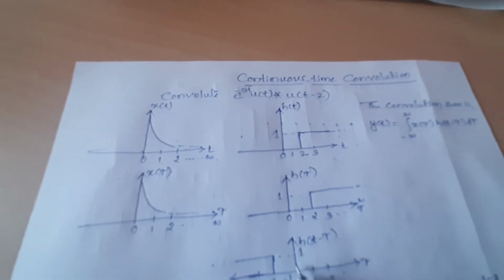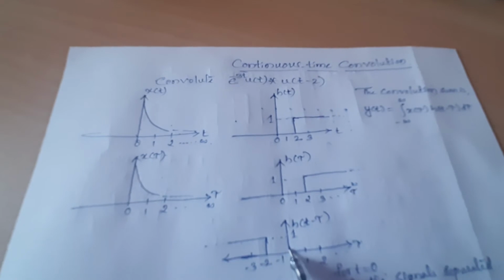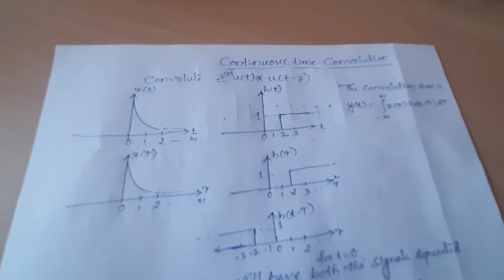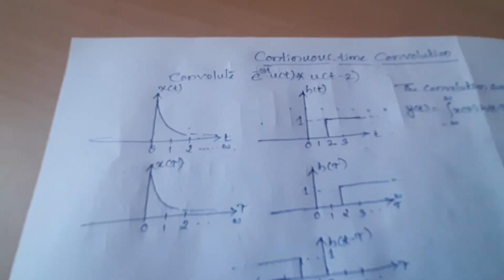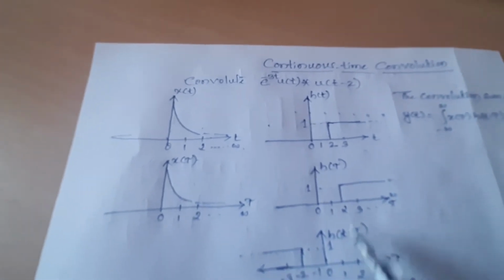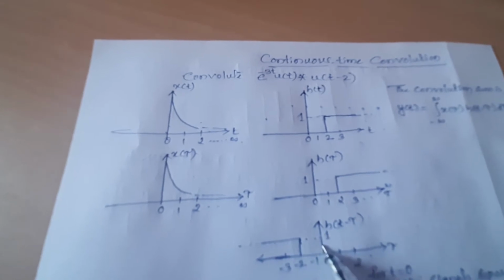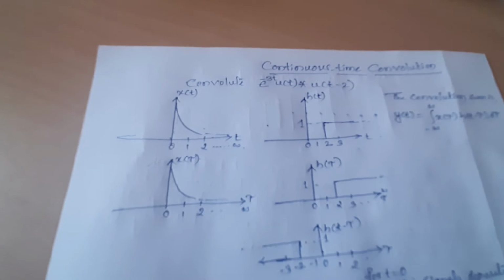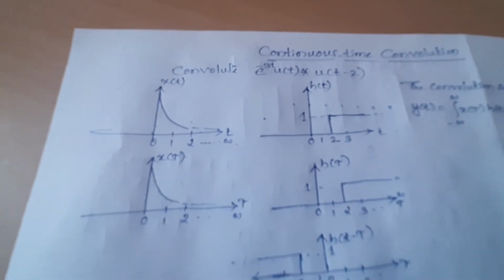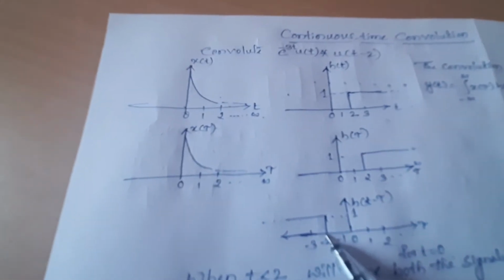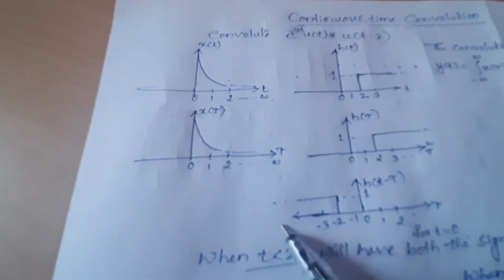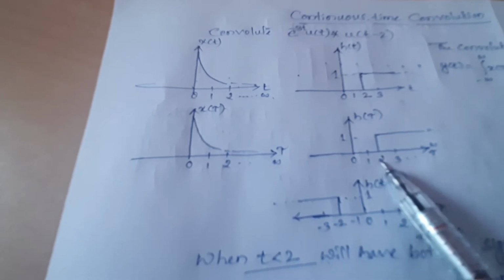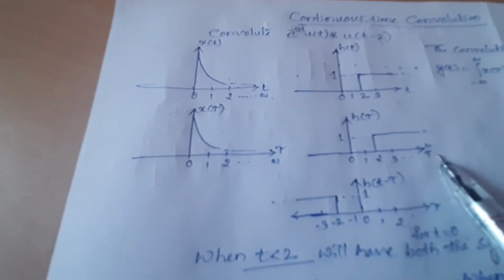Now let's draw h of t minus tau. The h of t minus tau signal is the time reversed signal of h of tau. So we draw it in a reverse way. Then it was starting from 2, now its range is from minus infinity to minus 2, because the signal was running from 2 to plus infinity.